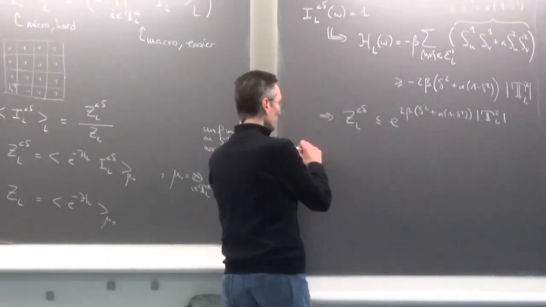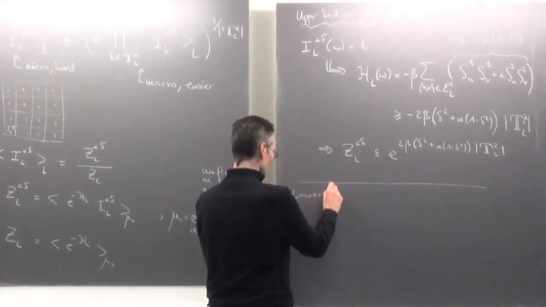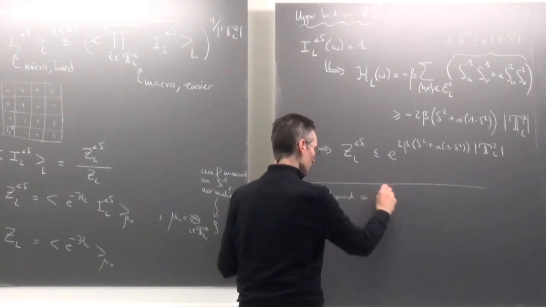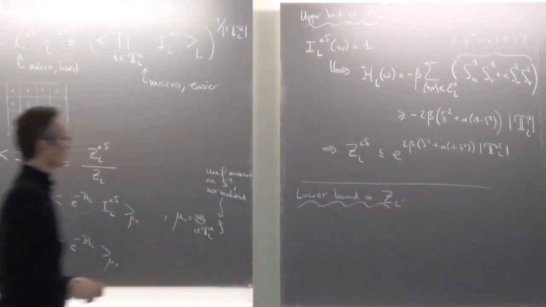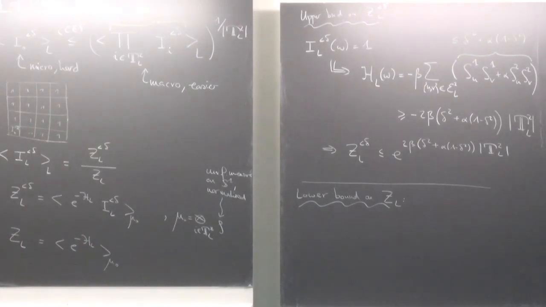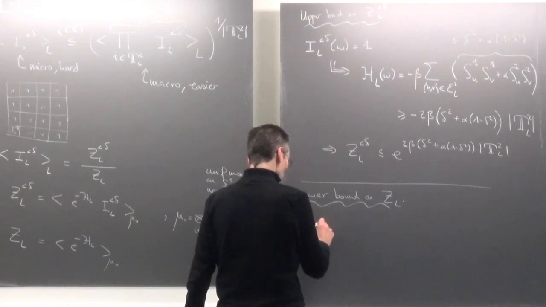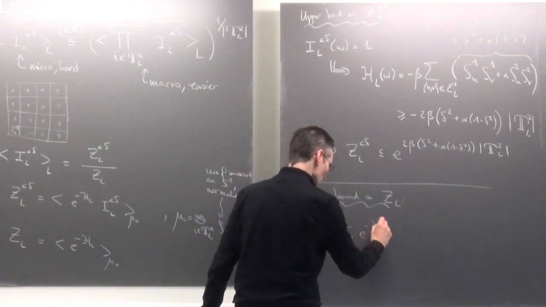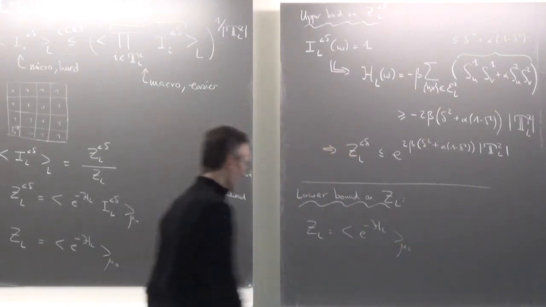So let's look at the denominator now. So lower bound on ZL. Do something a bit similar. So let's see, so we want, so ZL, it's equal to the expected value of e to the minus HL under mu naught. And this I will rewrite as follows.